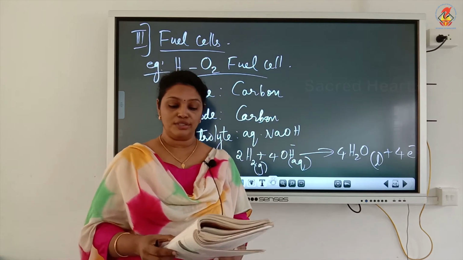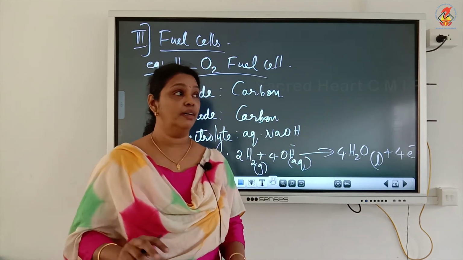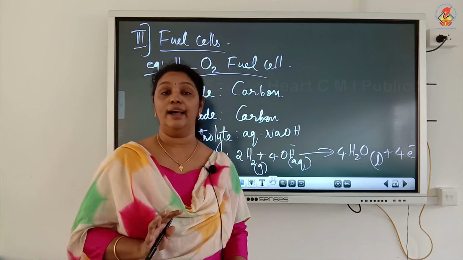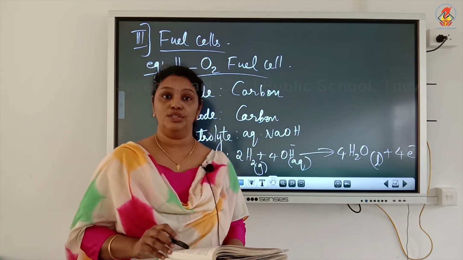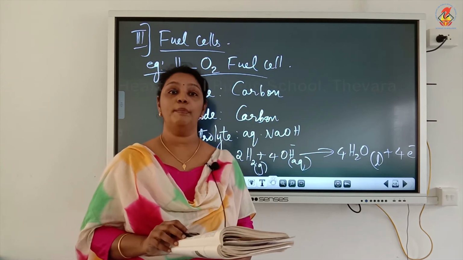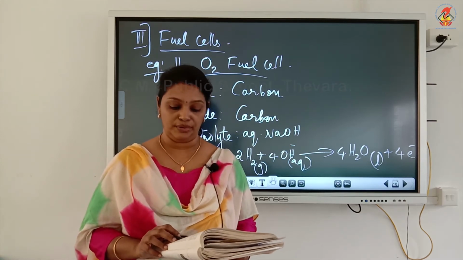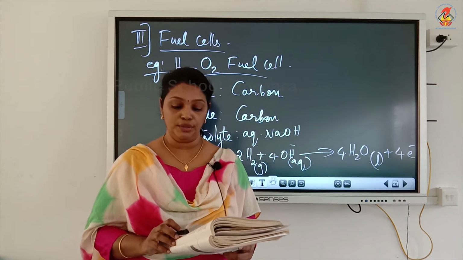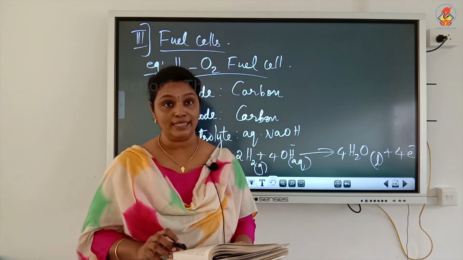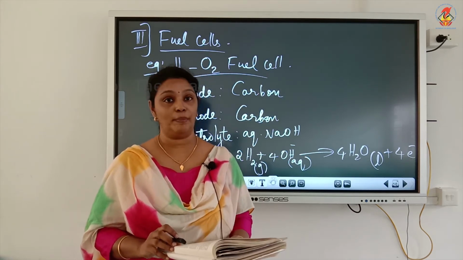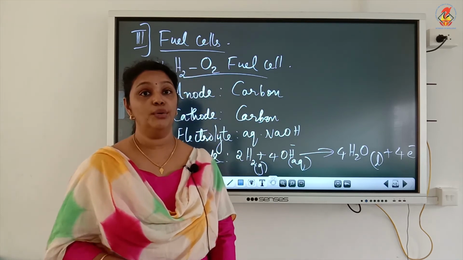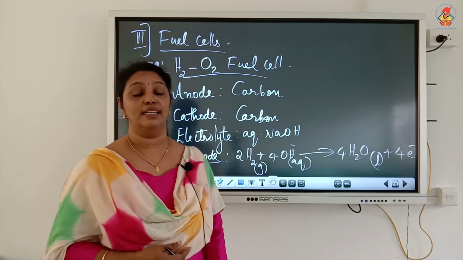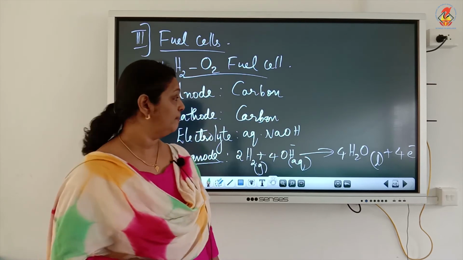In this hydrogen oxygen fuel cell, the final product that we get is water. And this fuel cell was used for providing electrical power in the Apollo space program. The water vapors produced during this reaction were condensed and added to the drinking water supply for the astronauts. Now let us see what is anode, cathode and the reactions taking place in hydrogen oxygen fuel cell.